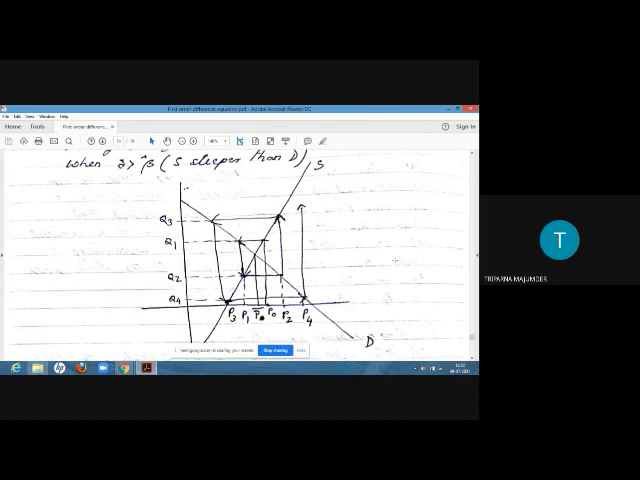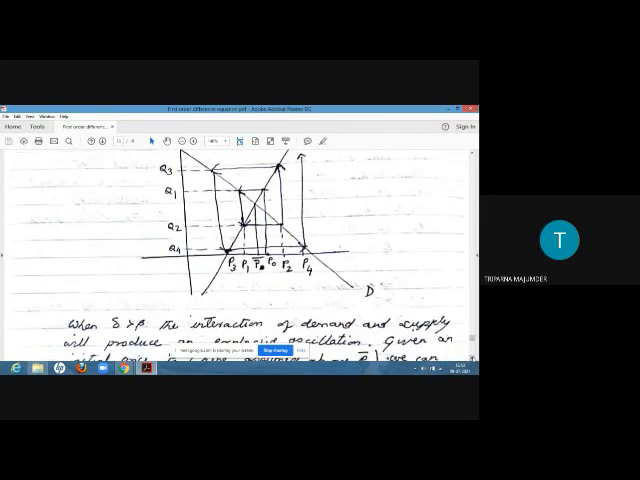We would have had damped oscillations if slope of demand was greater than supply. And if we have a slope of demand equal to supply, we will have a cobweb like this going around the equilibrium like this. Now let's just talk in detail about this.